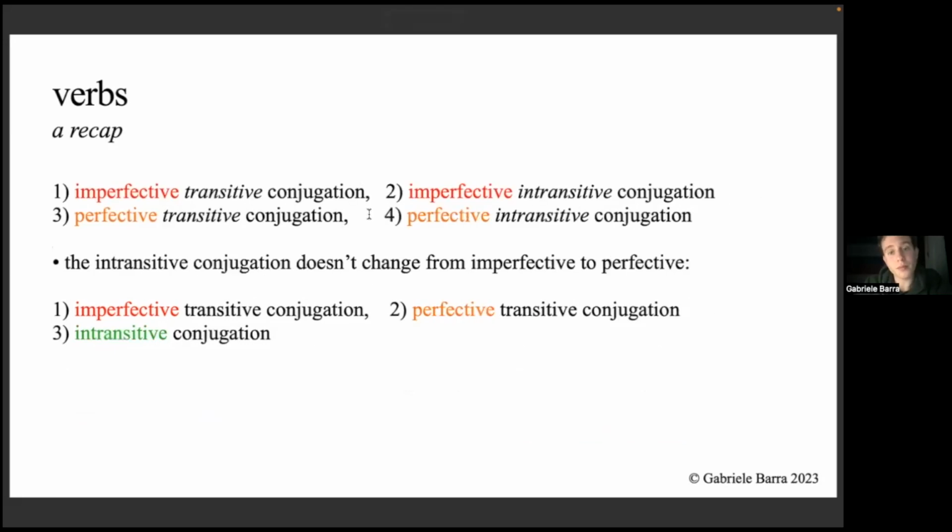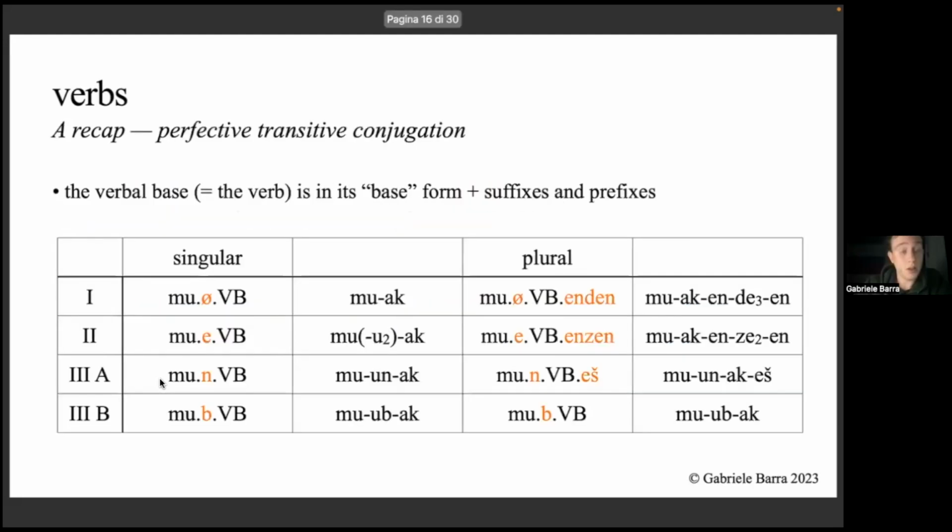However, the intransitive conjugations, so perfective intransitive and imperfective intransitive, are the same conjugation, which makes everything easier, because then you have only the imperfective transitive conjugation, the perfective transitive conjugation, and the intransitive one, which could be both imperfective or perfective. So it's only 3 of them, basically. Good. So let's take a look at them, I guess.